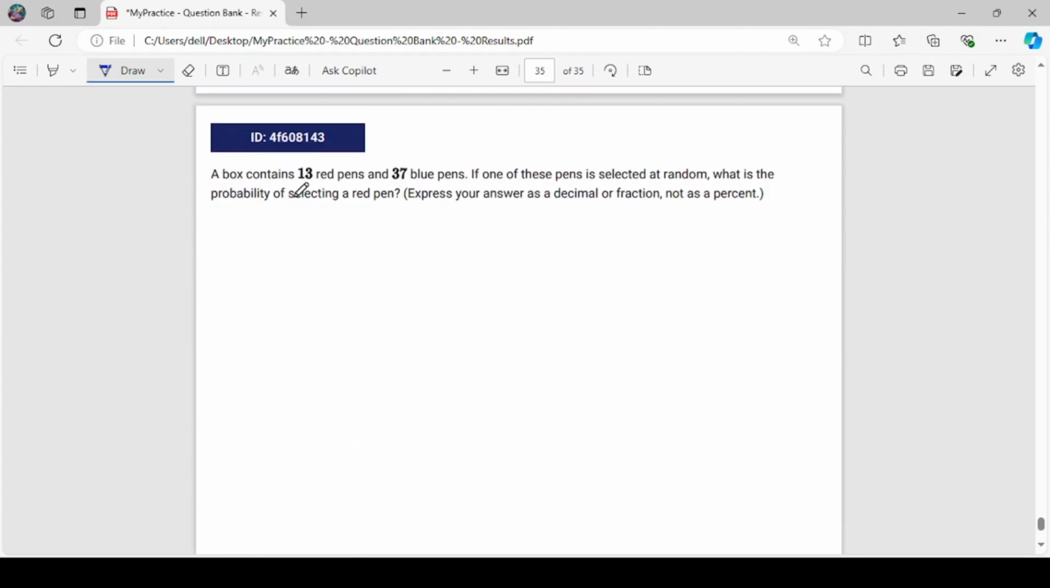A box contains 13 red pens and 37 blue pens. If one of these pens is selected at random, what is the probability of selecting a red pen? We'll just do 13 over 37, and this is our answer.